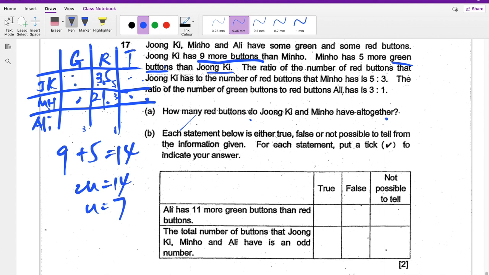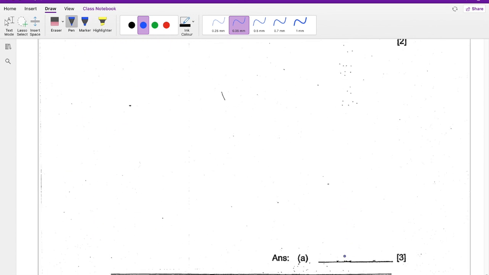But in our case, the total is 9 more than Minho, but for the green button, Junki has 5 less than Minho. Then in this case, we need to use 9 plus 5. It means Junki must have 14 more than Minho, to overcompensate the 5 buttons here, and at last you will still have 9 more in total, right? So as the ratio is 5 to 3, we know that 2U is 14. Then you can calculate the total, which is 8U equals 56. So the answer here is 56.